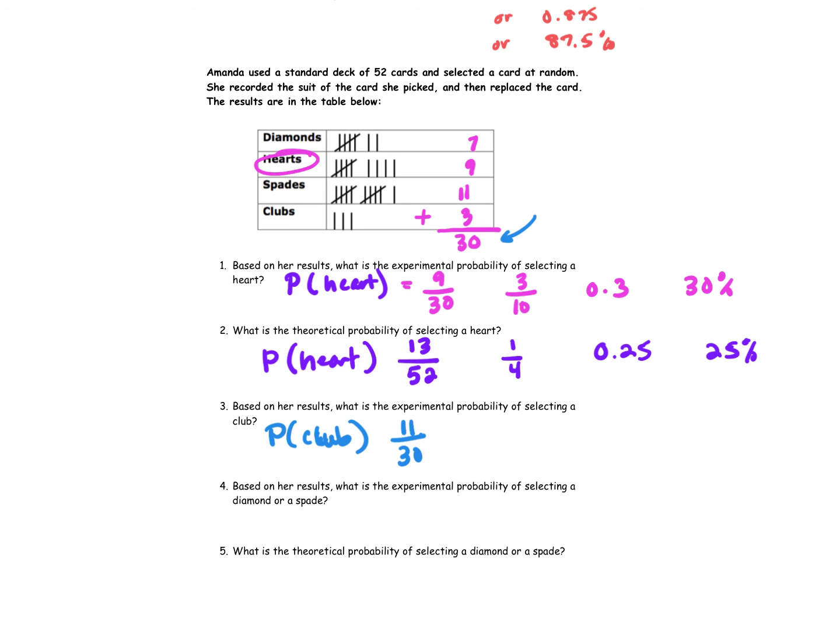And this cannot be reduced because 11 is prime. 11 goes into itself, but 30 is not divisible by 11. Would you please now look at the next 2 questions and then look back at the answers.